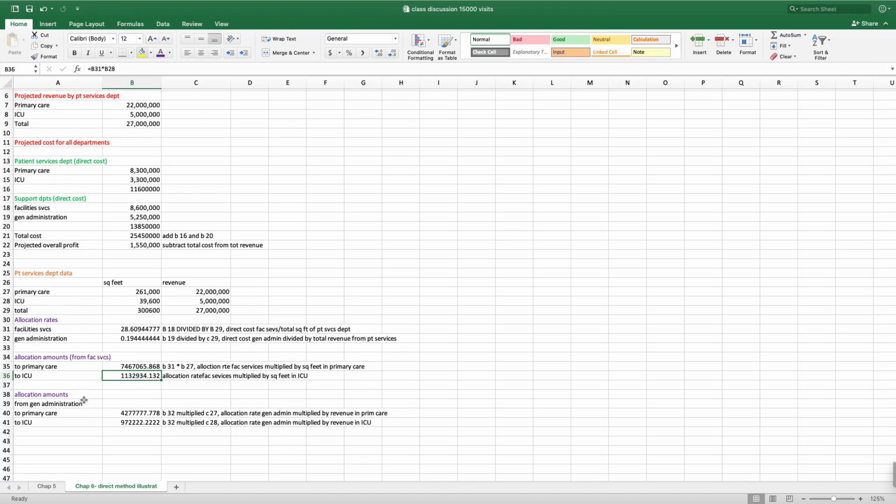The allocation amount from general administration to primary care is the allocation rate for general administration multiplied by the revenue in primary care, and that gives you the allocation amount from general administration to primary care. And then from general administration to ICU is the allocation rate for general administration multiplied by the revenue in ICU.